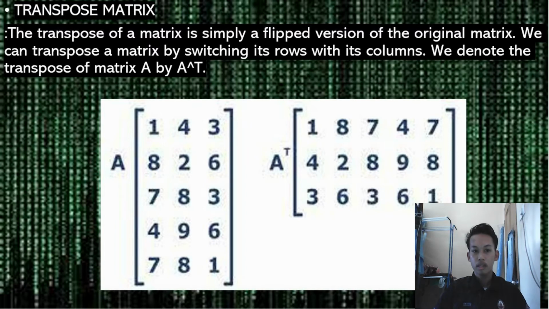The symbol is T placed above and to the right like this, A transpose. Example, the value in the first row and third column ends up in the third row and first column.